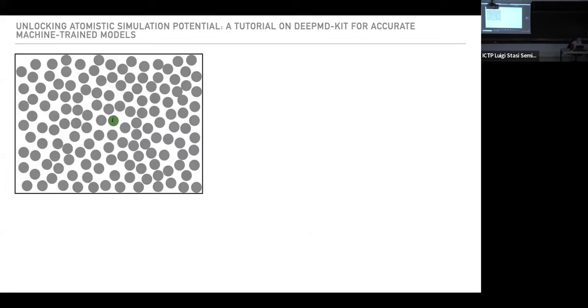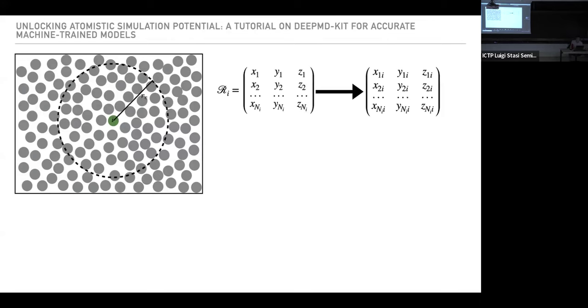So let's consider our system. Let's look at the atom I, the one in green, and in order to define a local environment, the easiest thing to do is to introduce a cutoff radius, and then to say that all the atoms within this cutoff are the atoms in this local environment. So we move from our matrix with the absolute coordinates to a matrix with the relative coordinates with respect to the position of the atom I, and in this way we ensure the descriptor has the translational symmetry that we have to require.